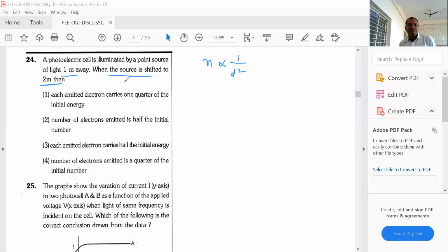Now the distance is moving from 1 meter to 2 meters. The distance is increasing, so the number of photoelectrons should decrease. I am finding this answer directly without mathematical calculations. How much? 2 squared means 4 parts, so it has to decrease by 1 by 4th. The number of photoelectrons emitted is a quarter of the initial number. Yes, option 4 is the right answer.